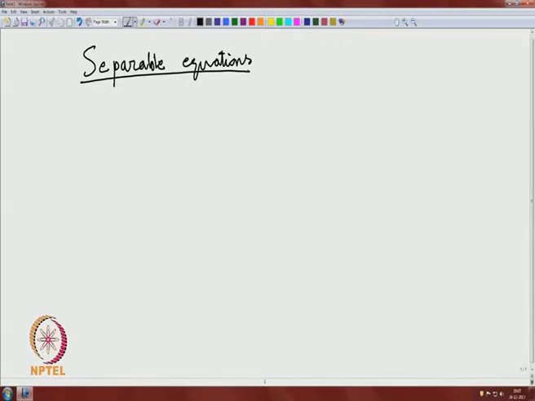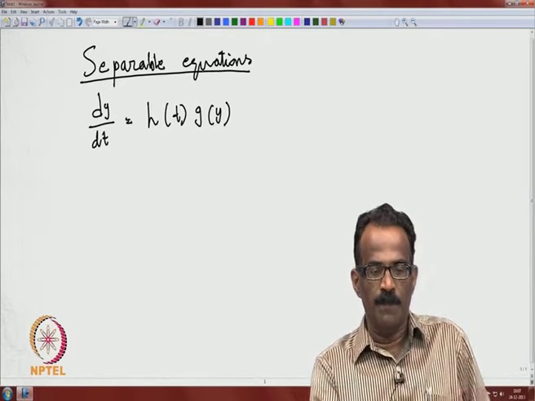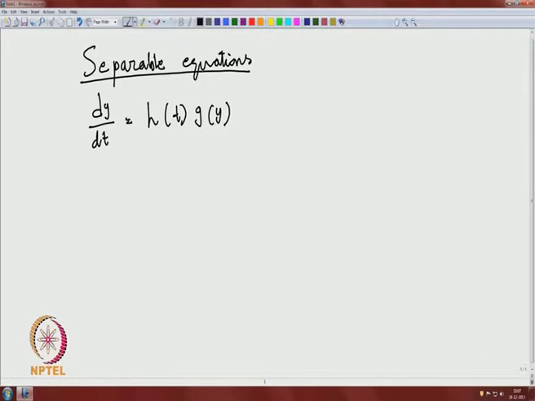So, if you can write a differential equation of the form dy/dt is equal to h(t) into g(y), this equation need not be linear at all. It is in the separable form: the dependent variable and independent variable are separated out.